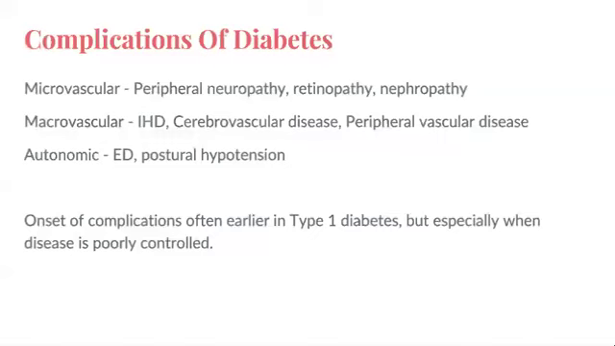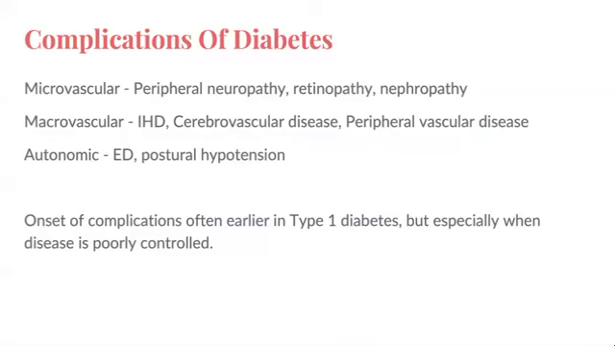The complications of diabetes you may already be familiar with. So for the microvascular, it's the pathies, I guess. So peripheral neuropathy, retinopathy, and nephropathy. For macrovascular, it's the bigger arteries. So ischemic heart disease, so coronary arteries, cerebrovascular disease, and peripheral vascular disease as well. Then there's also autonomic dysfunction. So that would be erectile dysfunction and postural hypotension.